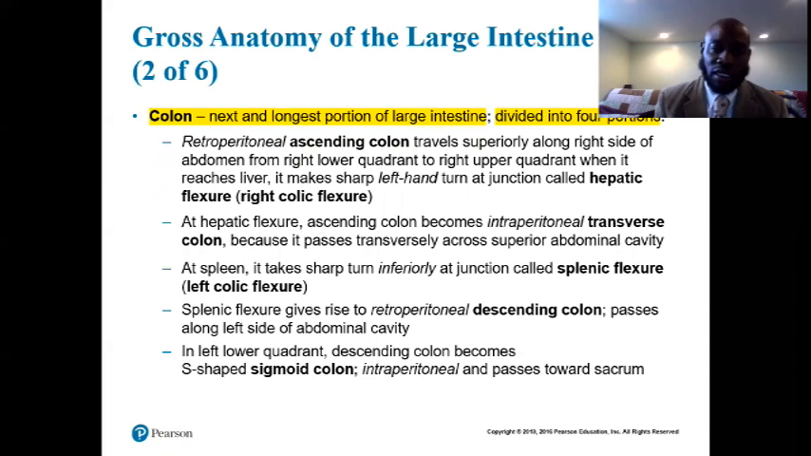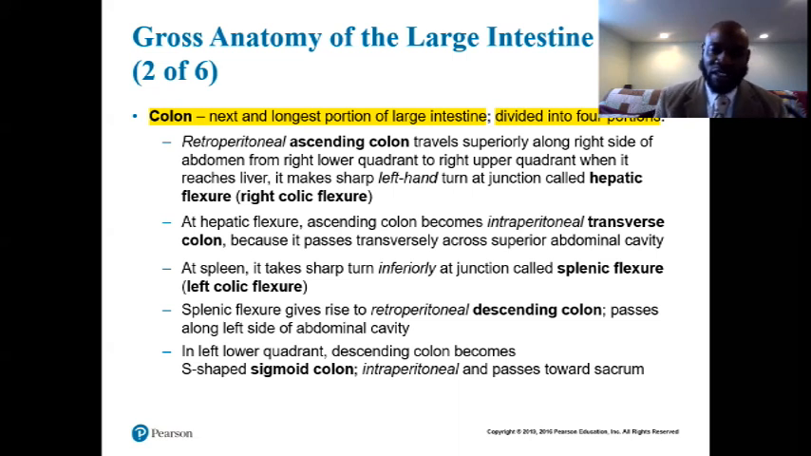The colon, the next and longest portion of large intestine, divided into 4 portions. And this is what we think about when we're thinking about the large intestines. Ascending, going up, travels superiorly on the right side. And then it reaches the liver, makes a sharp left-hand turn. It sort of looks like you're trying to draw a square. Sharp left-hand turn at the hepatic flexure.